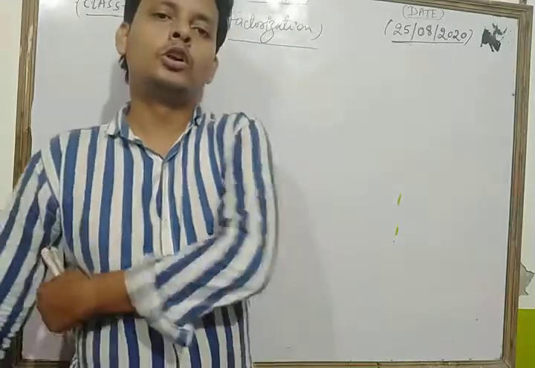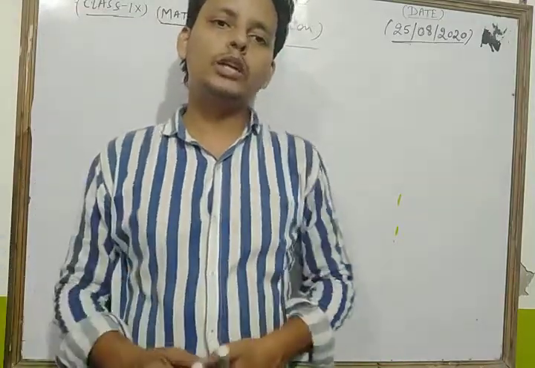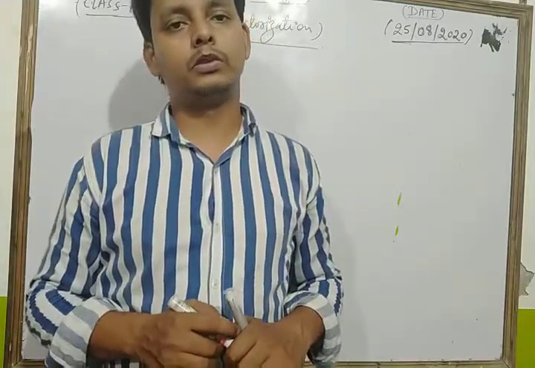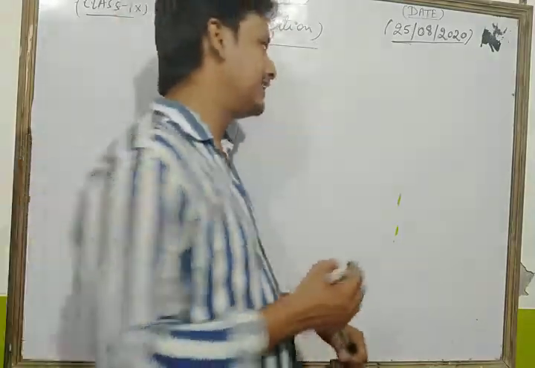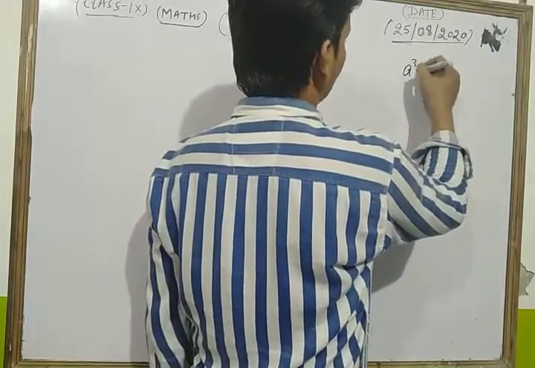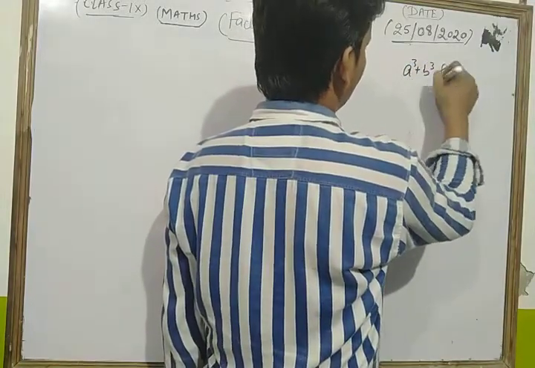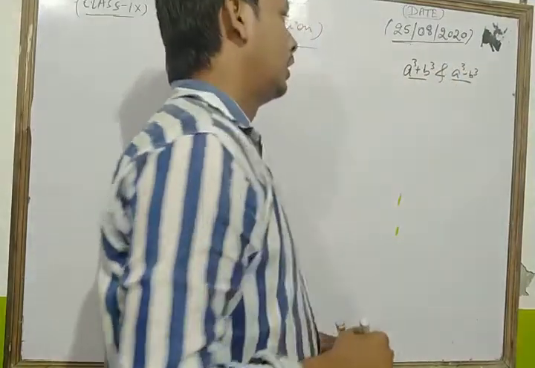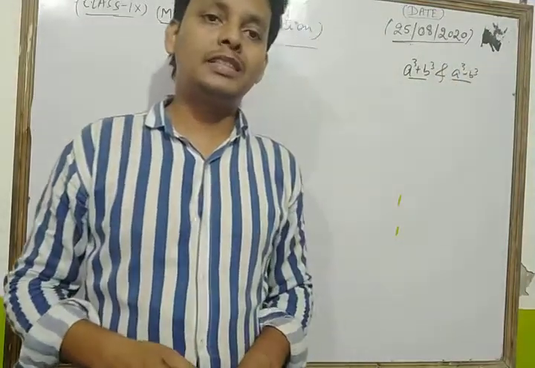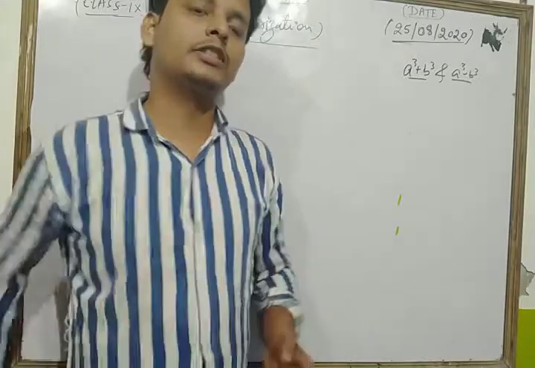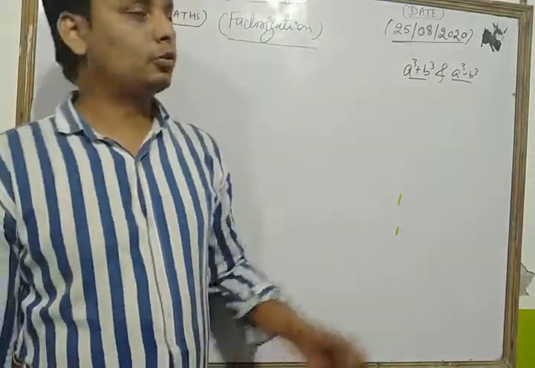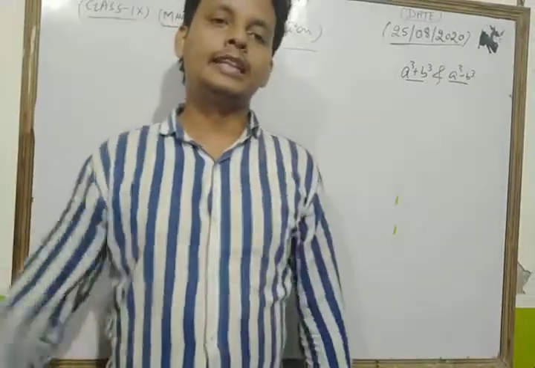Dear students, today we are going to discuss questions based on the identities a cube plus b cube as well as a cube minus b cube. All the formulas, meaning all the algebraic identities, we discussed in previous classes. Now let us take some questions based on those identities.